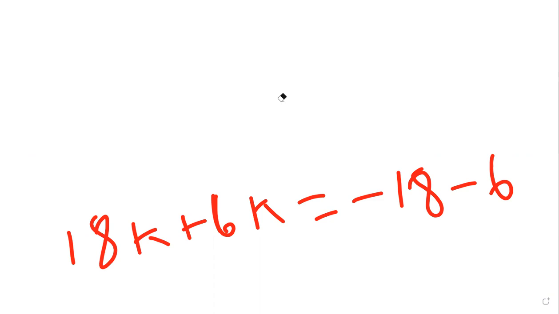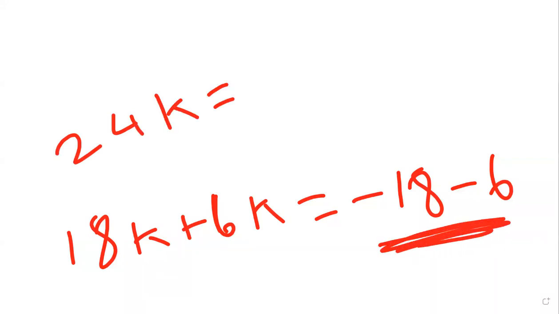So if I have 18 k's plus 6 k's, that's how many k's? 24 k's. And for this one, I'll have the same thing. I will have what? Negative 24. Now I want to have k by itself, so all I need to do is to divide both sides by 24.